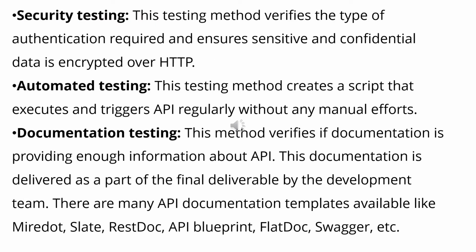Security testing: this testing method verifies the type of authentication required and ensures sensitive and confidential data is encrypted over HTTP. Automated testing: this testing method creates a script that executes and triggers the API regularly without any manual effort. Documentation testing: this method verifies if documentation is providing enough information about the API. This documentation is delivered as a part of the final deliverable by the development team. There are many API documentation templates available like MyRDoc, Slate, REST-Doc, API Blueprint, FlatDoc, Swagger, etc.